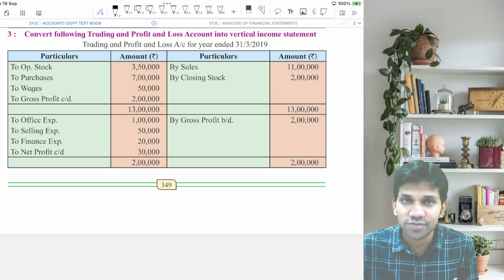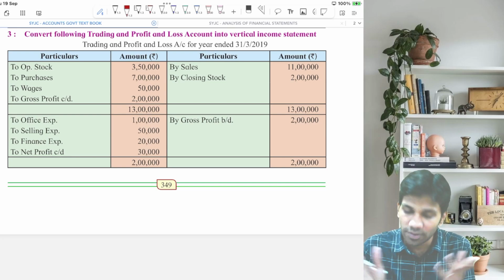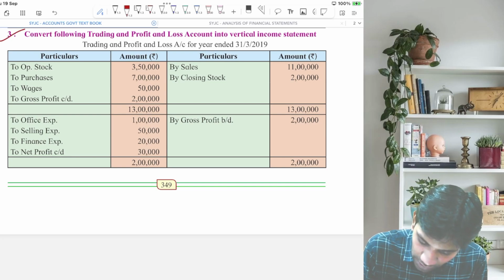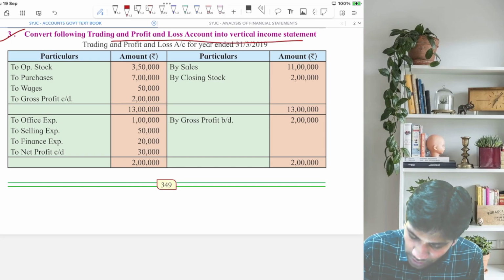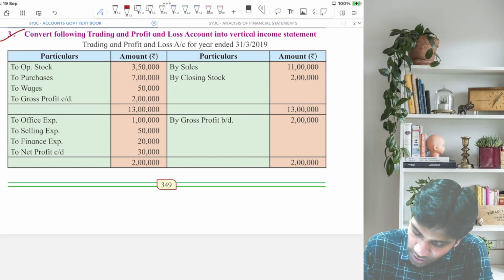Let's continue, guys, with the vertical income statement. Now, how to prepare a vertical income statement, we are going to learn that. So illustration 3: convert the following trading and profit and loss account into a vertical income statement. It is given, trading and profit and loss account for the year ended 31st March 2019.